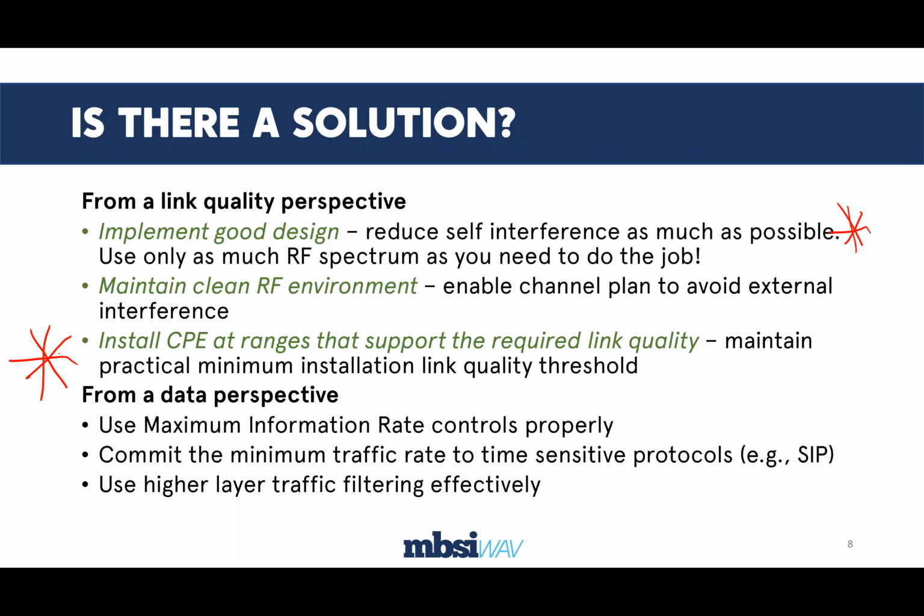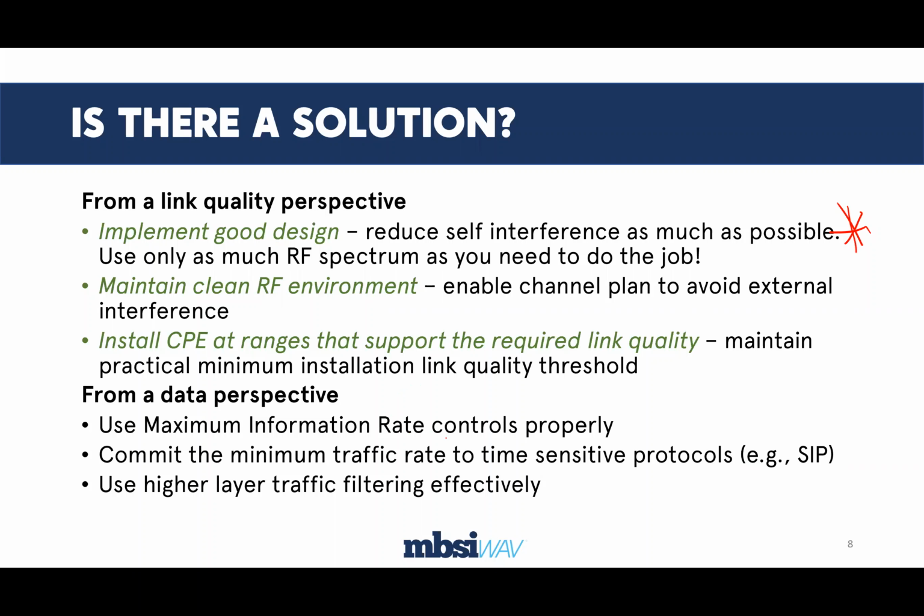So from a data perspective now, this was from a link quality perspective. From a data perspective, I've got some controls in the network that I need to be able to use. Almost everybody today has a maximum information rate controller of some sort. I need to be able to set those correctly. If I set those wrong, then I am going to be burdening the network with tasks that maybe it can't do. So I need to understand how these MIR controls actually work.